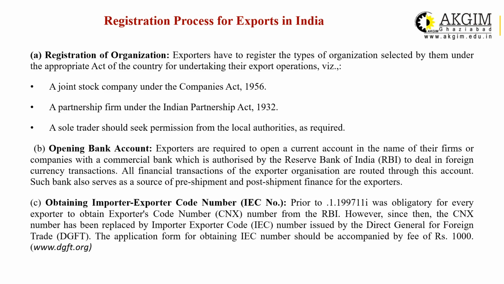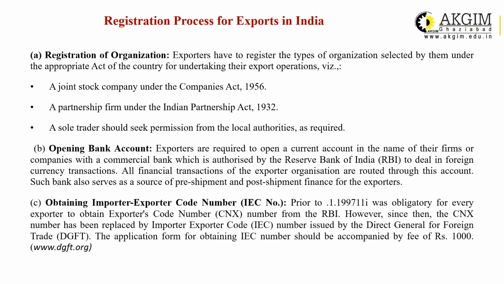RBI will be issuing different circulars and notifications dealing with foreign currency, which you have to comply with. All financial transactions of the exporter organization are routed through this account only. Such a bank also serves as a source of pre-shipment and post-shipment finance for the exporter. That means if you want a loan for production, pre-shipment or post-shipment, or bill discounting, or any other banking facility, then you must have a properly operated current account with a bank.